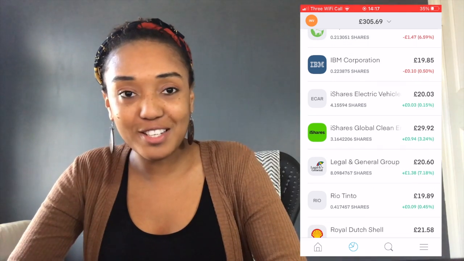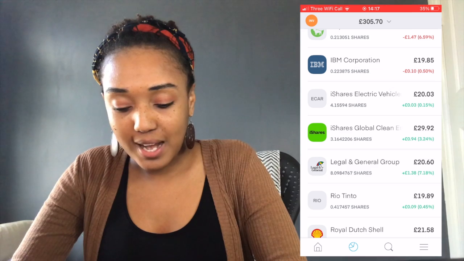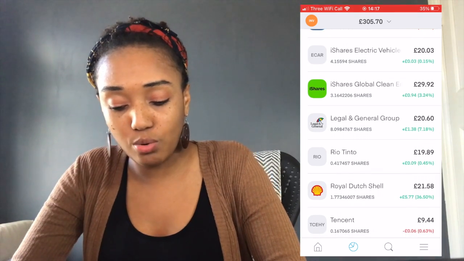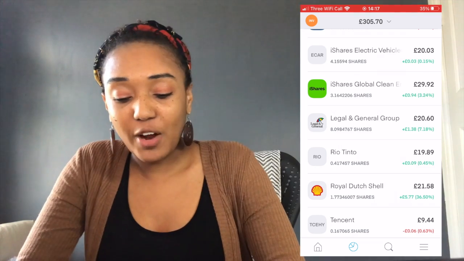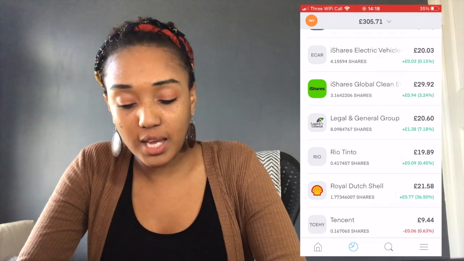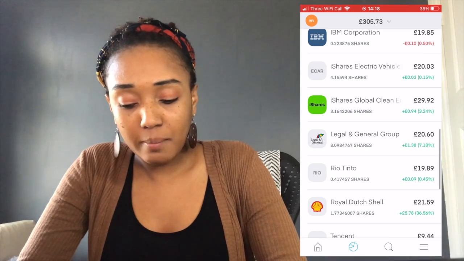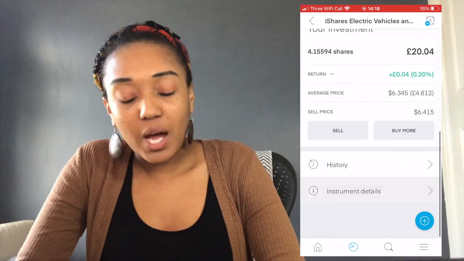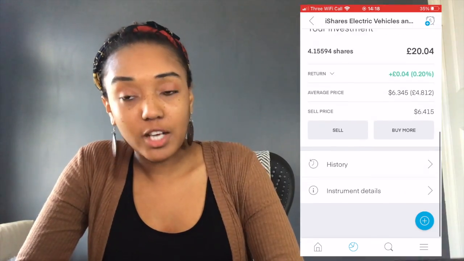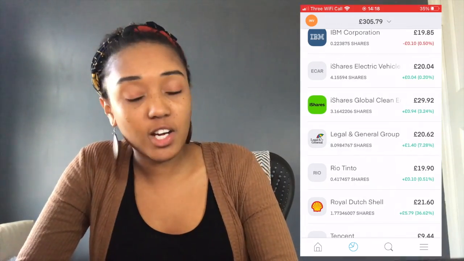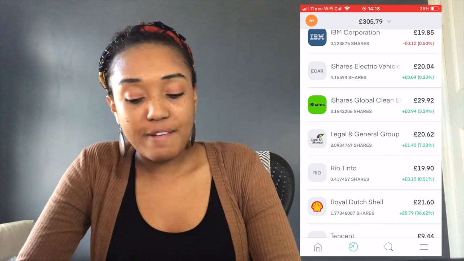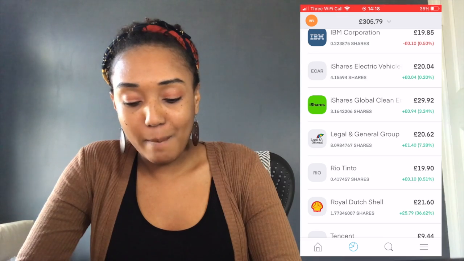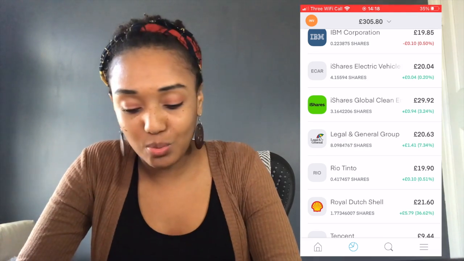Okay, now we're starting to see some green. So my next stock or ETF is an iShares electrical vehicles ETF. I currently have just over 4 shares of this, and I am up 4 pence, which is great stuff. But I bought this ETF because I don't have anything similar in my Vanguard account, and I believe that electrical vehicles is the future. So I'm buying where I kind of think we're heading towards.